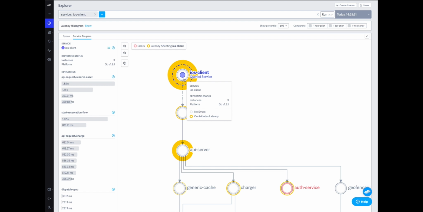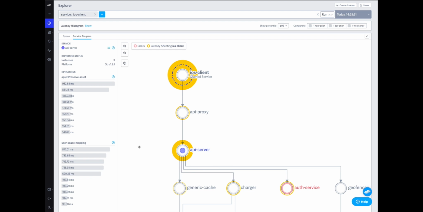the user's device. It's worth noting that even though the API proxy is waiting on a response from the API server, Lightstep doesn't depict that latency since it isn't on the critical path for the transaction. This ability, powered by the underlying trace data, means I don't have to waste time looking into parts of the system which aren't causing meaningful impact.